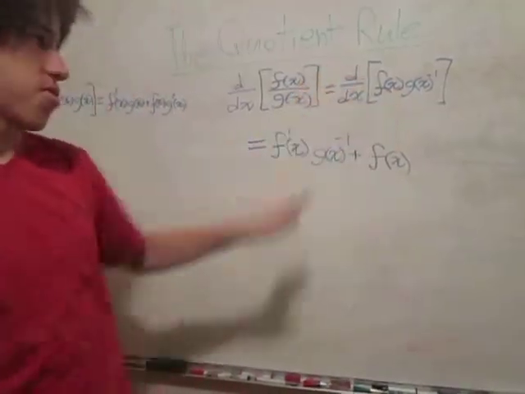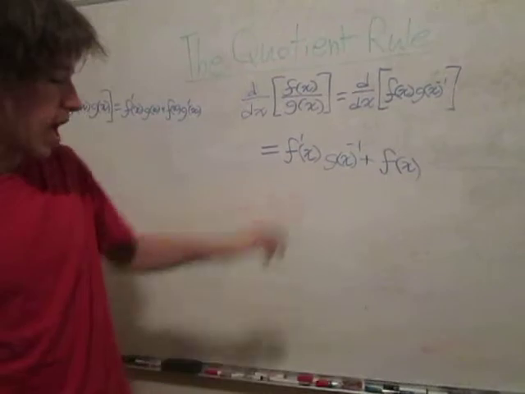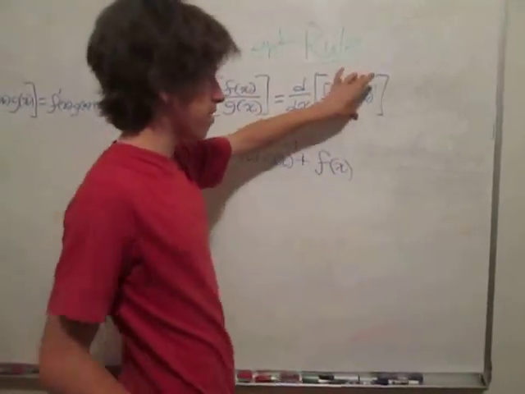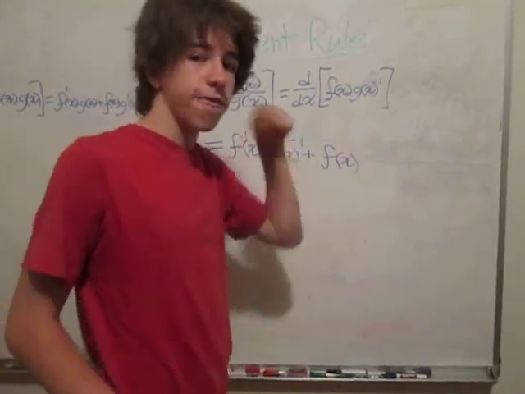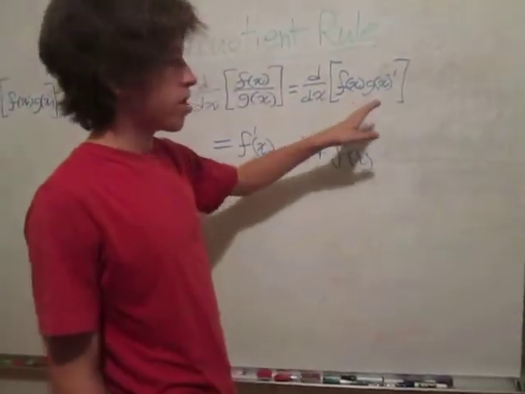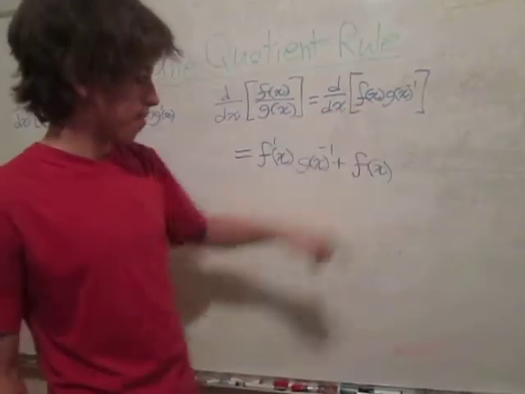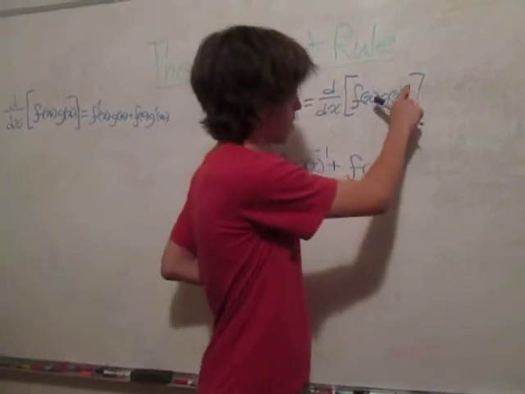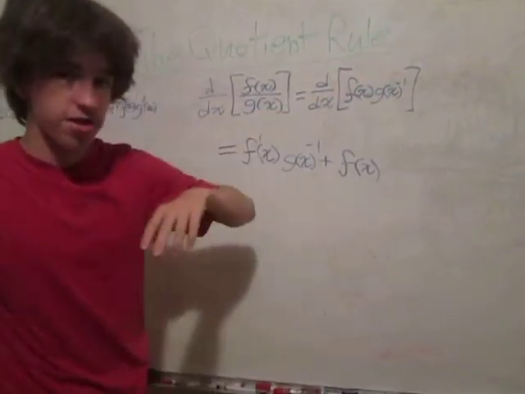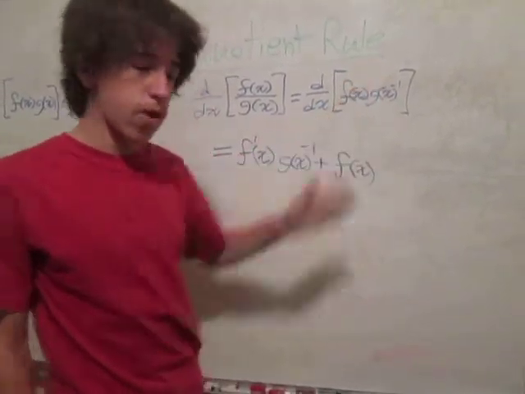And here's where it gets interesting. Now we have to use the chain rule. So we have g of x to the negative first. We need to take the derivative of that. Now to the negative first is an outer function to g of x, which is our inner function. So as we learned a couple of videos ago about the chain rule, we have to take the derivative of this g of x to the negative first with respect to g of x. So we can use the power rule for that.